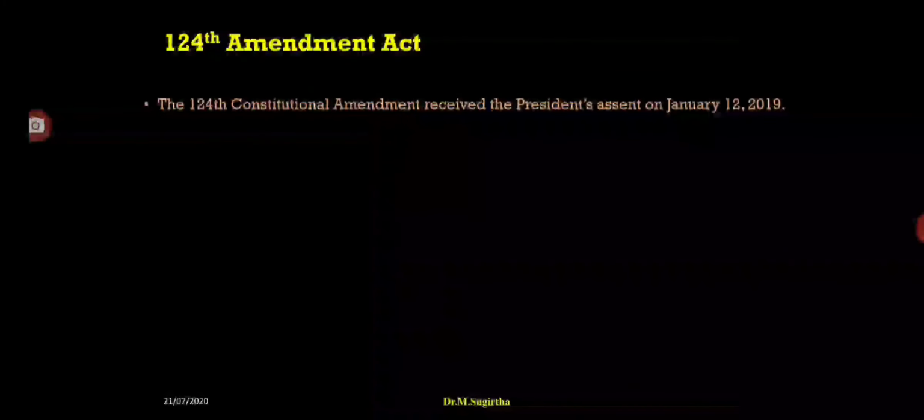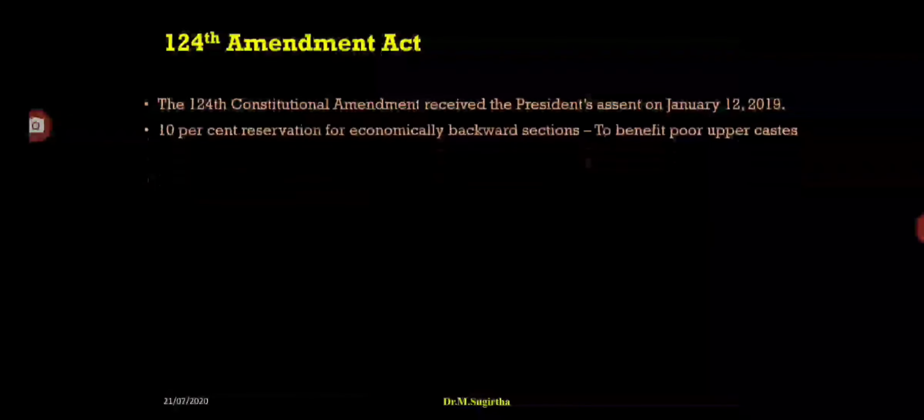This is about the recent law that provides 10% reservation for economically backward sections, said to benefit poor upper caste as well as some farming communities. The 124th Constitutional Amendment received the President's assent on January 12, 2019. This amendment provides for 10% reservation for economically backward sections for the benefit of poor upper caste.